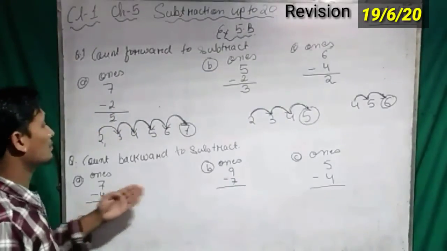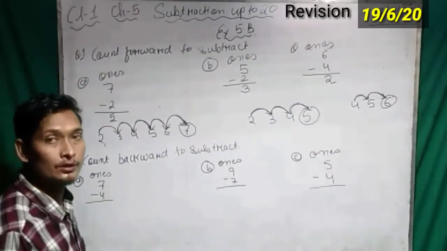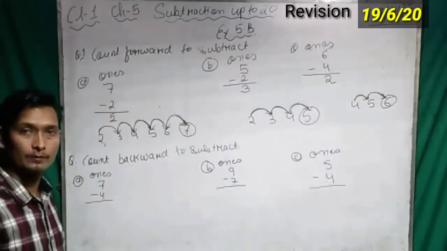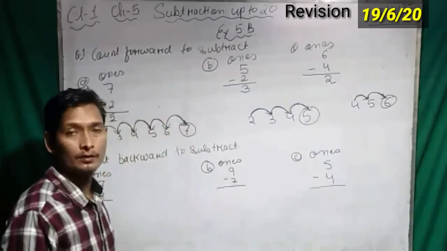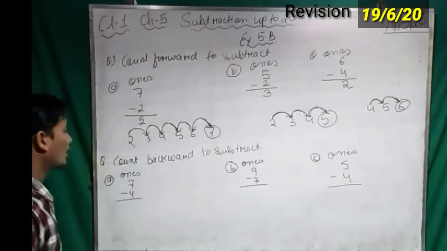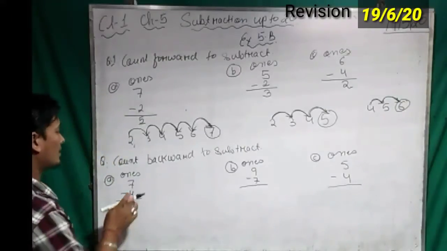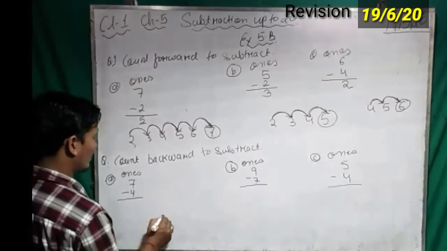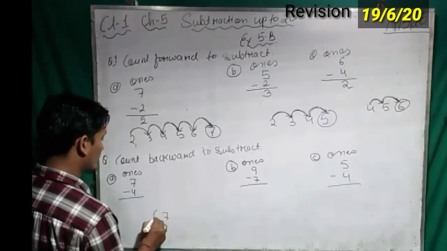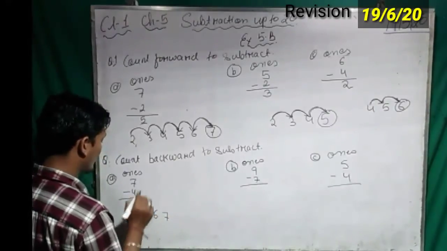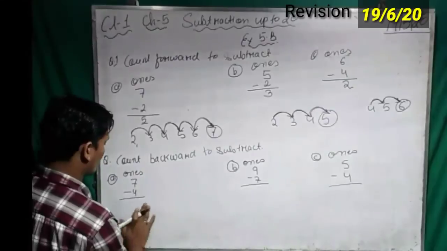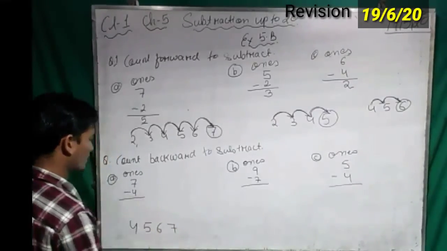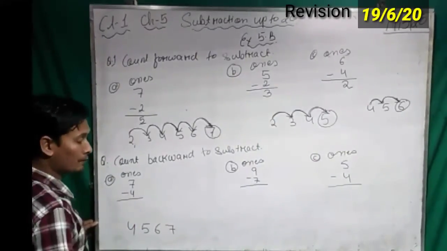Question number 2. Count backward to subtract. Now we have to jump where? Backward. Got it? We have to jump where? Backward. Okay. So we will start from which number? Bigger number. So 7, 6, 5, 4. Now I wrote up to here 4.